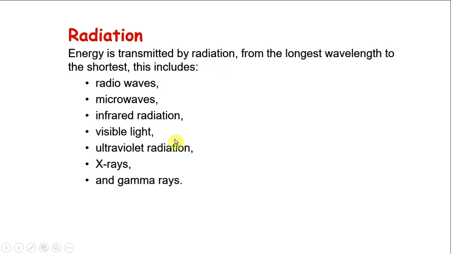Now, electromagnetic waves comprise several types of waves. Let's arrange them from the longest wavelength to the shortest, starting from radio waves, microwaves, infrared waves, visible light, that's the light we see with our eyes, ultraviolet waves, X-rays, and finally gamma rays.